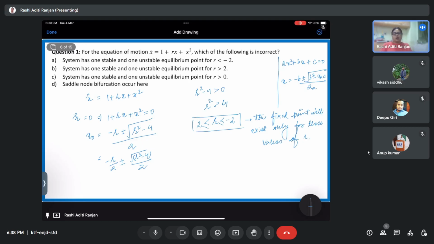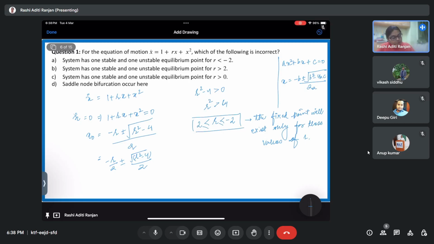Now we are going to find out about the stability. We have known that these are the roots. There are going to be two roots, and they exist only for r outside the range between -2 and 2, not including -2 and 2. For r between -2 and 2 there are going to be no roots, and at -2 and at 2, there is going to be only one root, that will be minus r by 2.